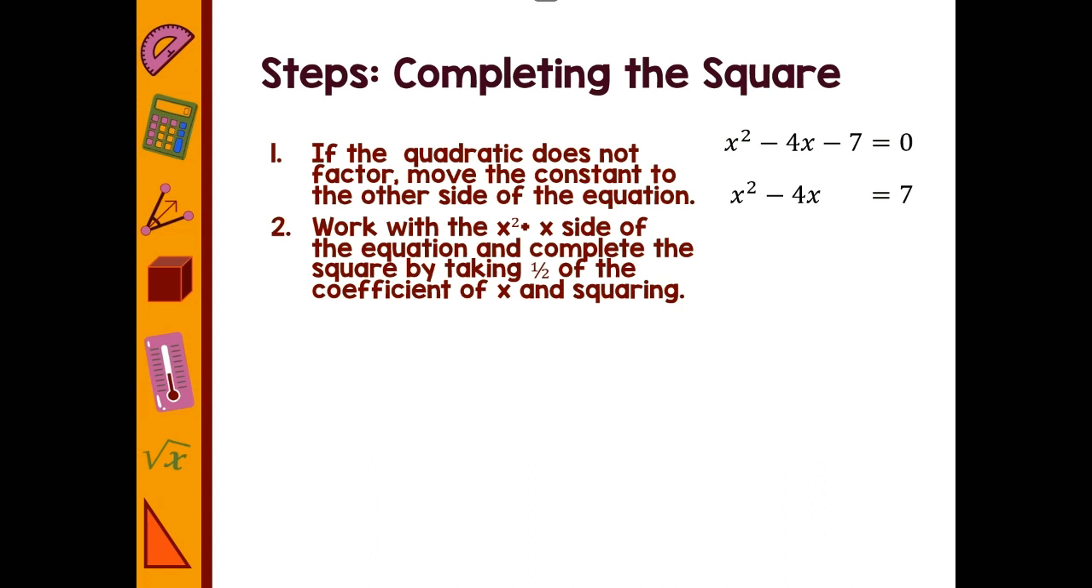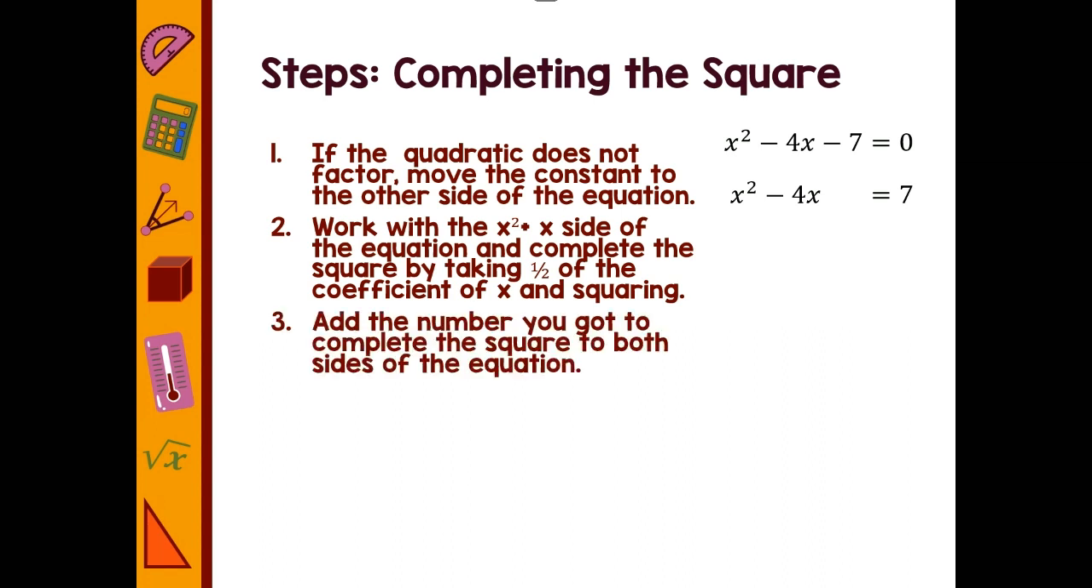Then to complete the square, we're going to work with the x squared plus x side of the equation and complete the square by taking half of the coefficient of the x and squaring it. Well, our coefficient of x is negative 4. Half of negative 4 is negative 2. Negative 2 squared is 4. So to complete the square, we're going to add 4.